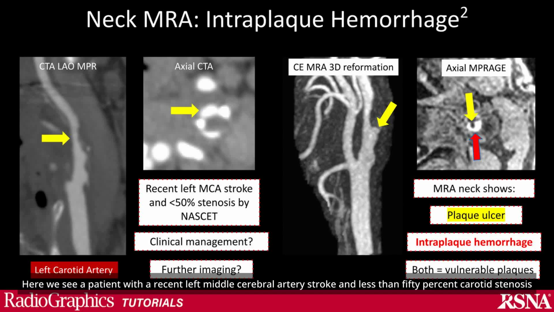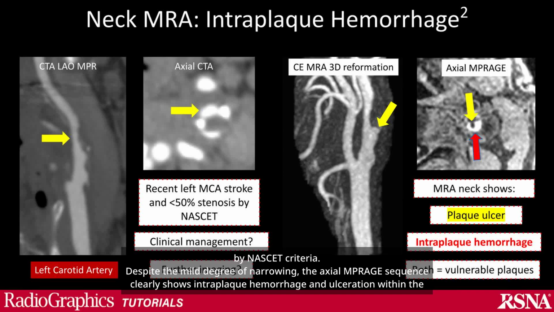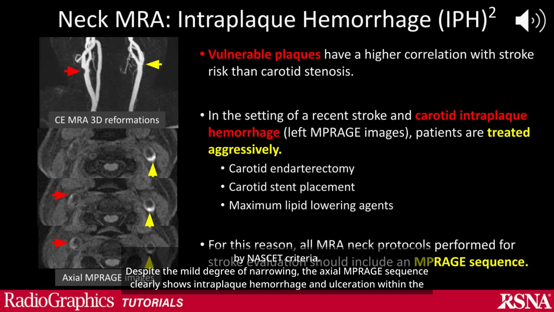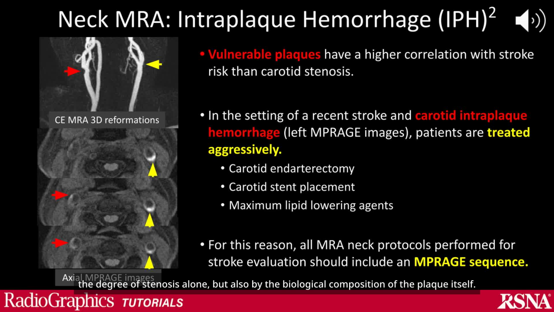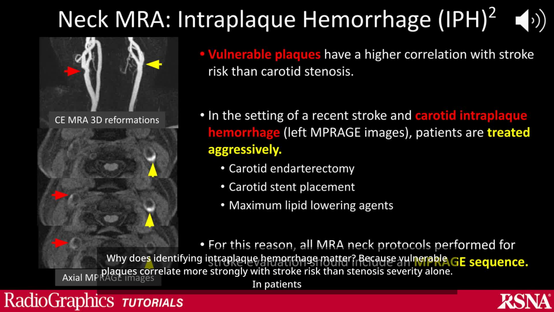Here we see a patient with a recent left middle cerebral artery stroke and less than 50% carotid stenosis by NASCET criteria. Despite the mild degree of narrowing, the axial MPRAGE sequence clearly shows intraplaque hemorrhage and ulceration within the left carotid plaque. Both of these findings are markers of plaque vulnerability. That stroke risk is not determined by the degree of stenosis alone, but also by the biological composition of the plaque itself. Why does identifying intraplaque hemorrhage matter?